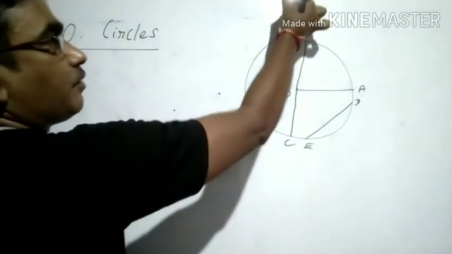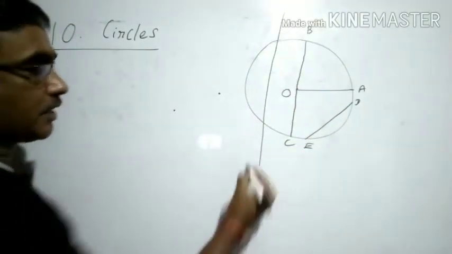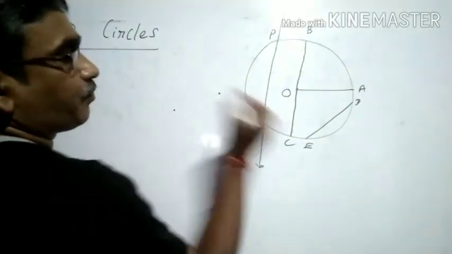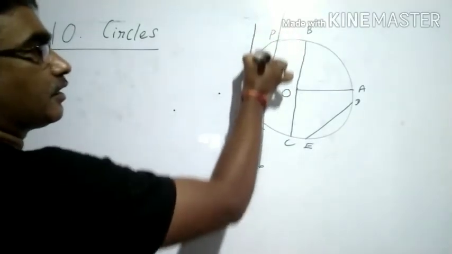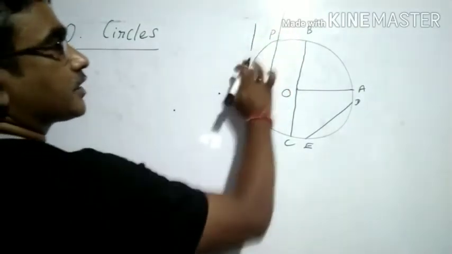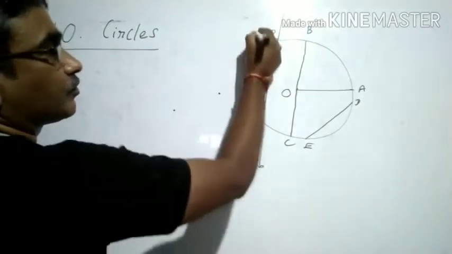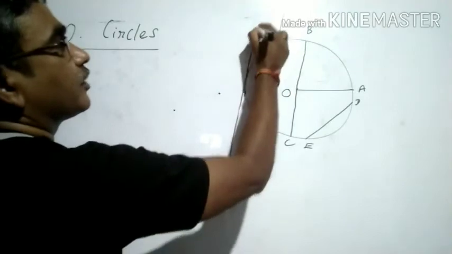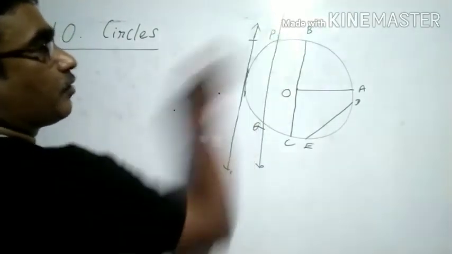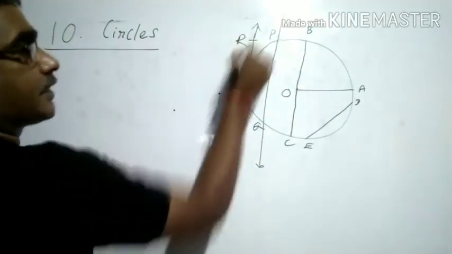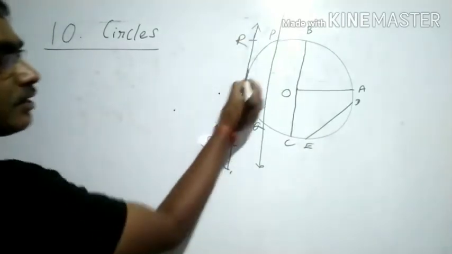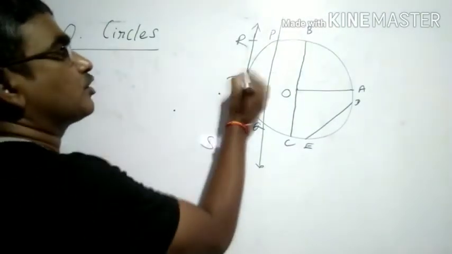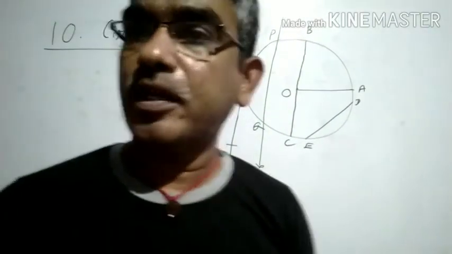Now a line which is intersecting a circle at two points, we'll call a secant. A line which is touching the circle at only 1 point, we'll call a tangent. We can say PQ is a secant, and a tangent, when it touches or intersects the circle at a point, that point is called the point of tangent or point of tangency.